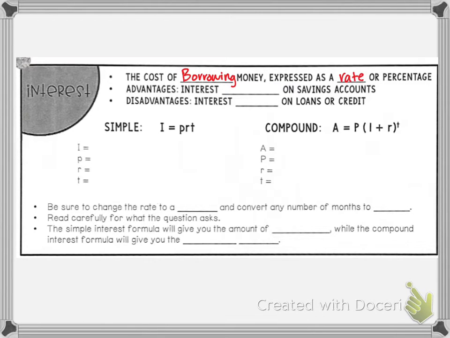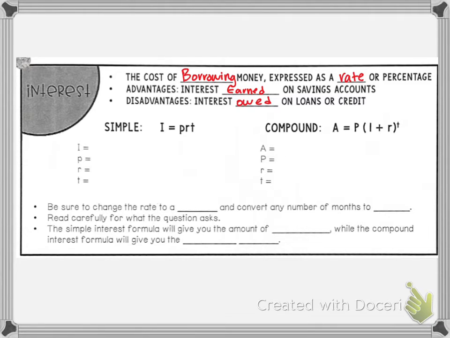Okay, so there are some advantages and disadvantages. One of the advantages is when you have interest earned on savings accounts, so those are ways that you can gain money. The disadvantage is if you have interest when you owe something, like a loan or a mortgage on a house, a loan on a car, stuff like that, because you're losing money in that case.